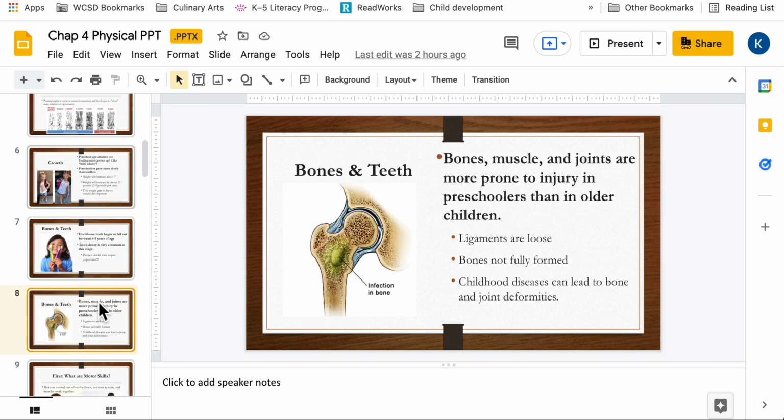Next slide. Bones, muscle, and joints are more prone to injury in preschoolers than in older children. So we're looking to fill in the word injury on our set of notes. So a couple of reasons for this. Ligaments are very loose. They're not intact the way that they are for you and myself. So with that said, we want to be very careful with any kind of pulling or tugging on any of their hands, their arms, their feet, their legs, because things can get popped out of their sockets pretty easily, and that's not a fun feeling for them.